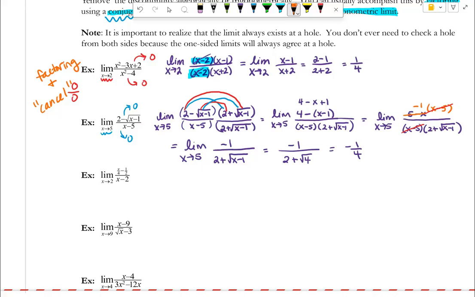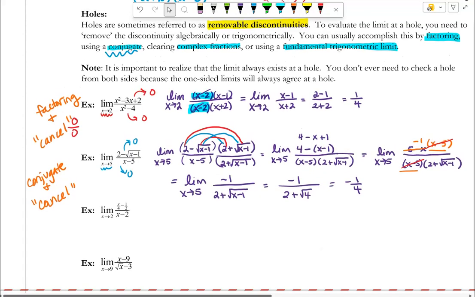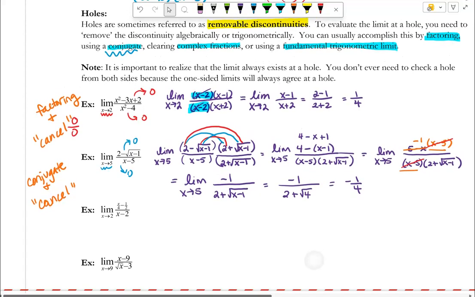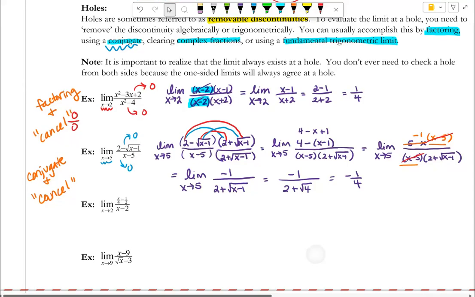We said the second strategy we used was to use a conjugate. And when we use the conjugate, again, the important part, the thing that removes the hole, is when we are able to quote unquote cancel a factor from the top and the bottom. Because remember, our hole was at x equals 5, and we got rid of the factor of x minus 5 in the denominator. All right, one more algebraic strategy, and that's going to be to clear complex fractions.